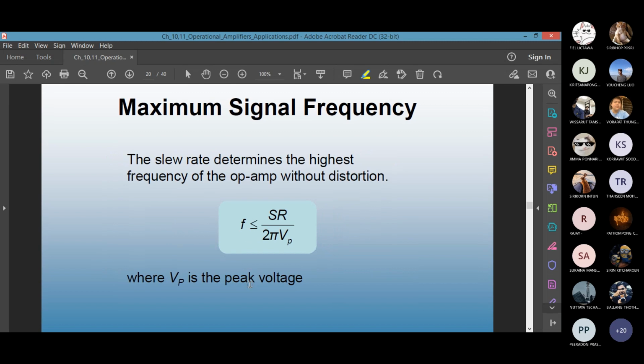Maximum signal frequency. Before, you saw the slew rate. The slew rate also determines the maximum possible frequency the op-amp can handle without distortion. It is determined by this equation: slew rate over 2 pi times the peak voltage. Vp is the peak voltage. Your frequency has to be equal to or less than this value. If your frequency is larger than that, then the output can be distorted.